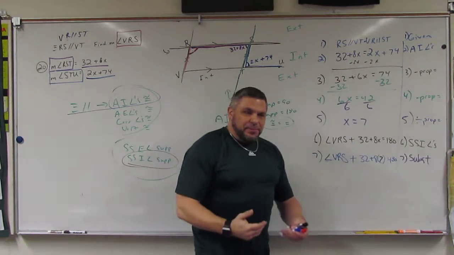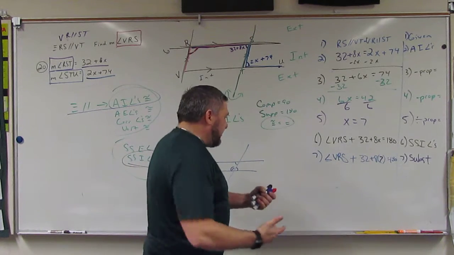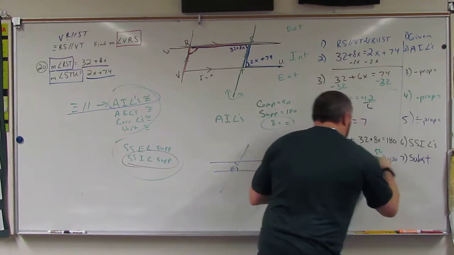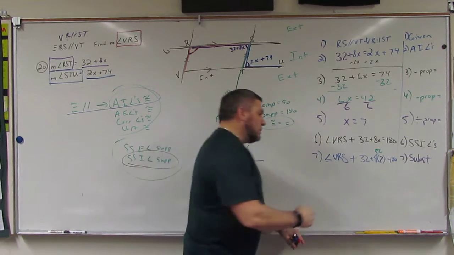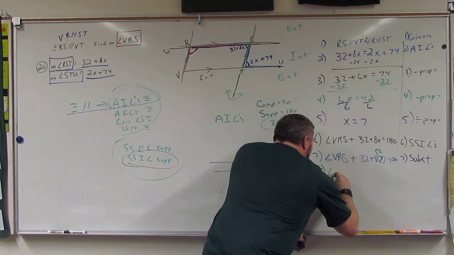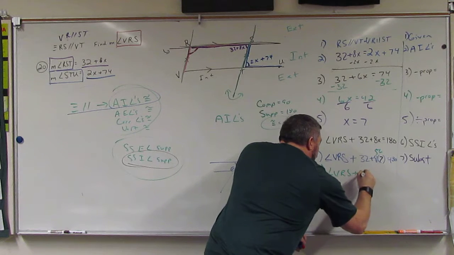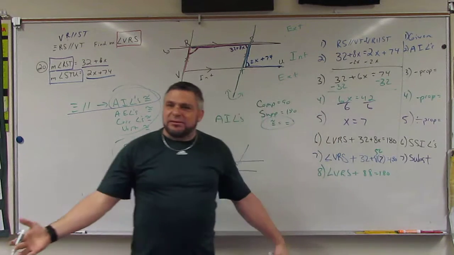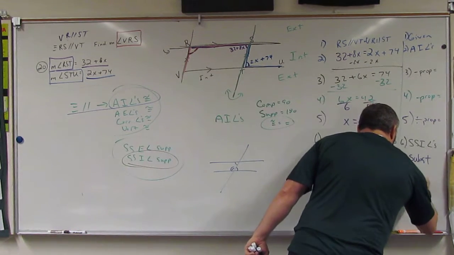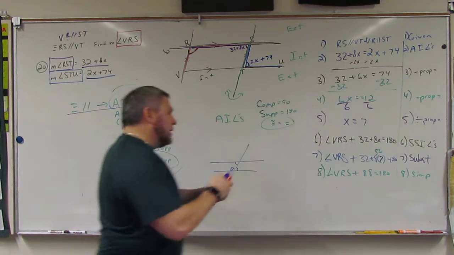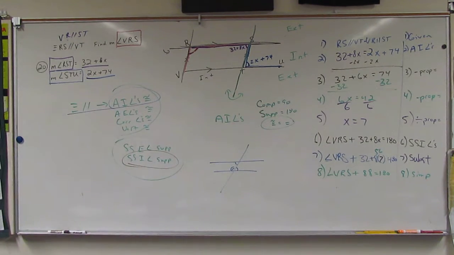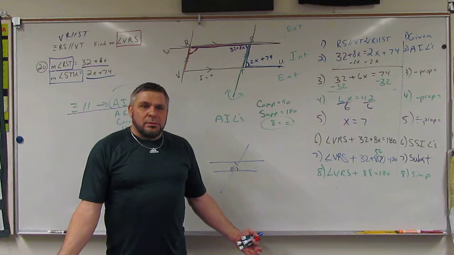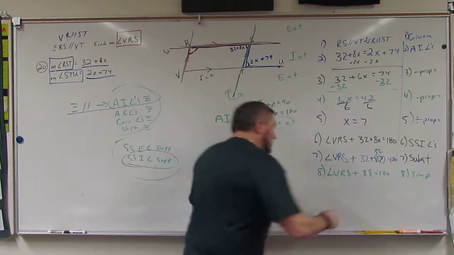Alright, so now what do we do? Simplify. Simplify. What's 8 times 7? 56. What's 56 plus 32? 88. So the angle BRS plus 88 is equal to 180. Does that make sense? And that's simplification, okay? Now what do you do? Subtract.